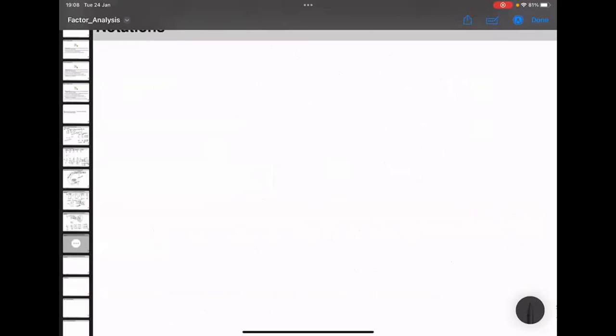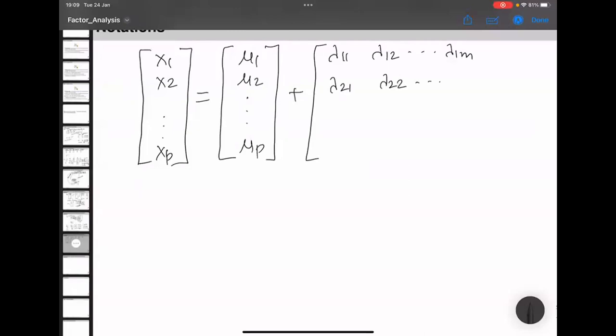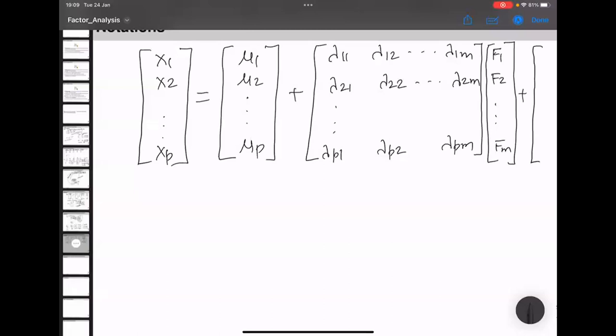To write it down in terms of matrix notation, to simplify it, I will be writing it down. There are p observable quantities, and it is written like this: the mean vector of all these observable quantities plus the factor loadings. These are the factor loadings, multiplied by the factors F1, F2, Fm, plus the error term. So plus the error term, and that is delta 1, delta 2, delta m.